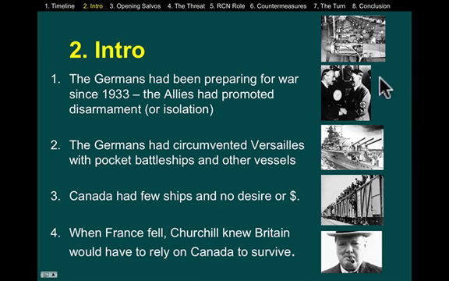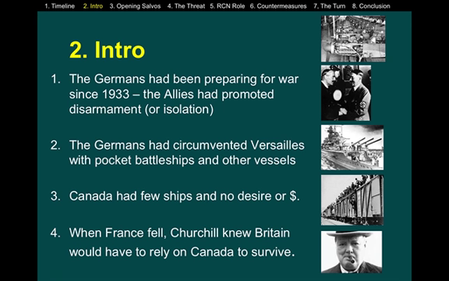The Germans also, if you look here, is a picture of the Graf Spee, a German pocket battleship. Now the Versailles Treaty limited the number of tons that the German Navy could have, and so what they did was they built these small battleships, but ships with huge guns. They also built a lot of smaller ships like fast torpedo boats that didn't fall under the Versailles restrictions.